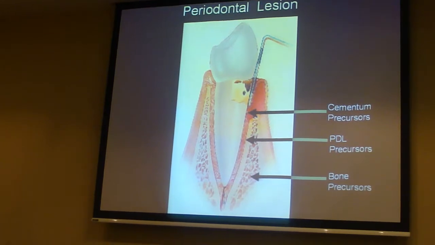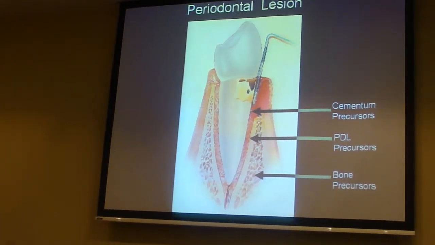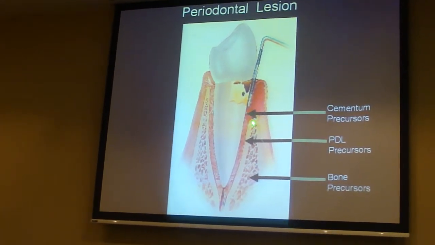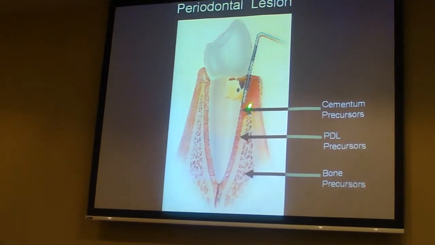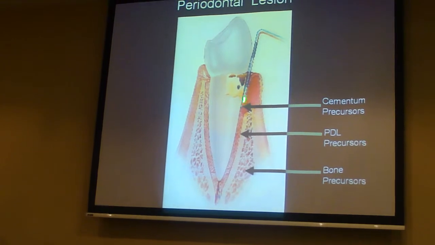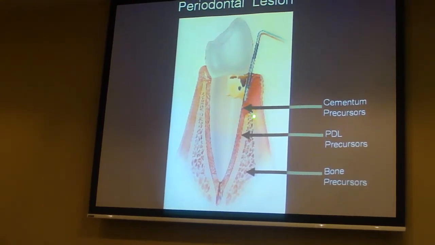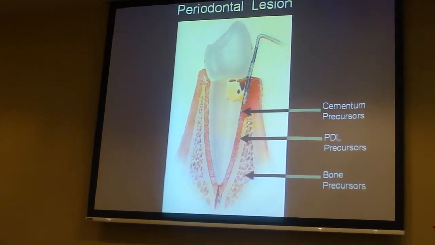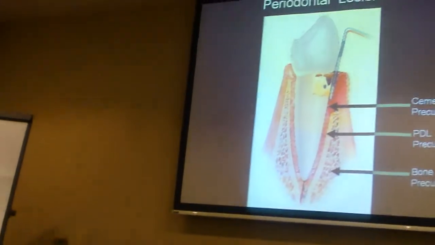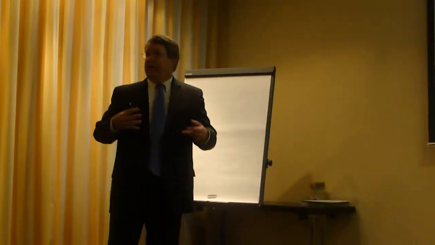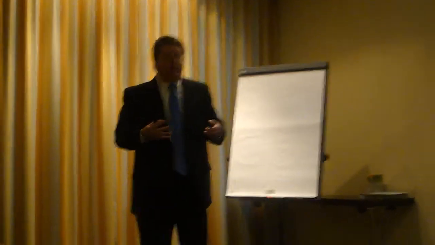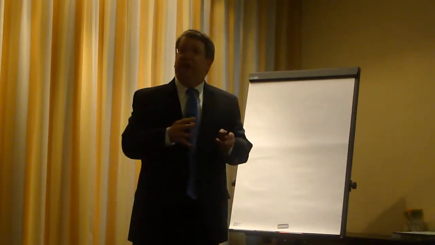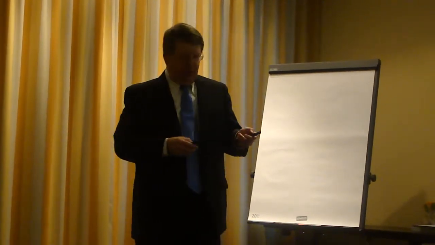So what we try to do with the Emdogain product is we try to regrow this bone in here. And this is called regeneration, if we can regrow the cementum, the periodontal ligament, and the bone tissue. So the goal for us, certainly, to treat a patient with periodontal disease is to try to clean the teeth and try to regrow this, and this is what Emdogain allows us to do.